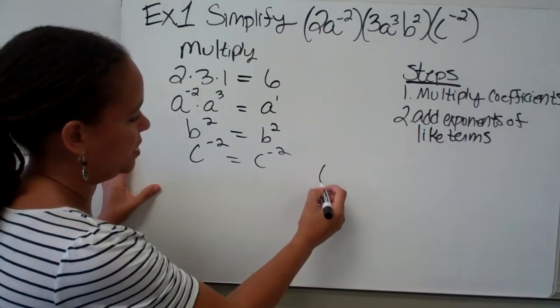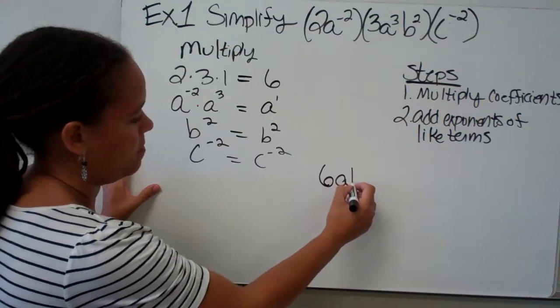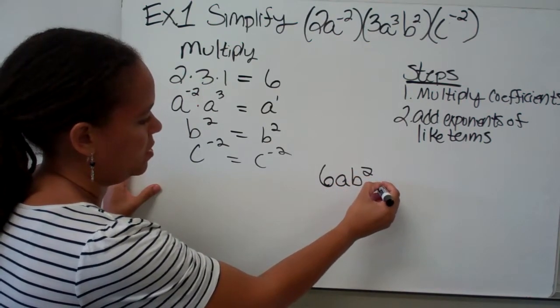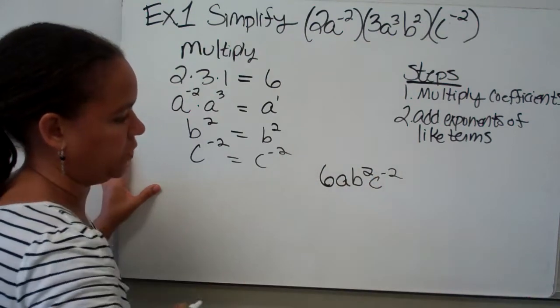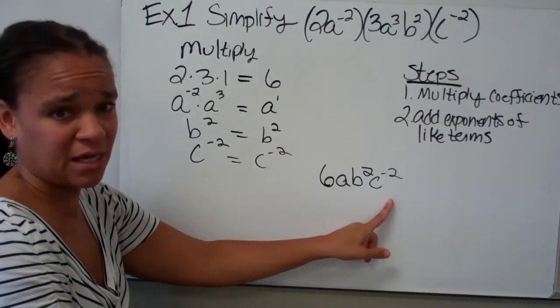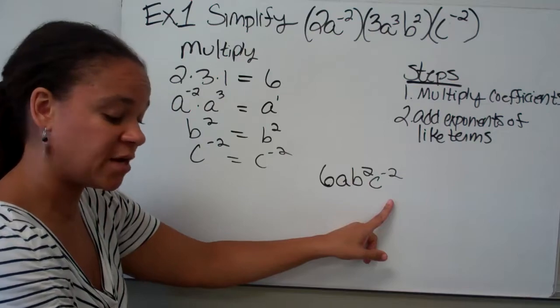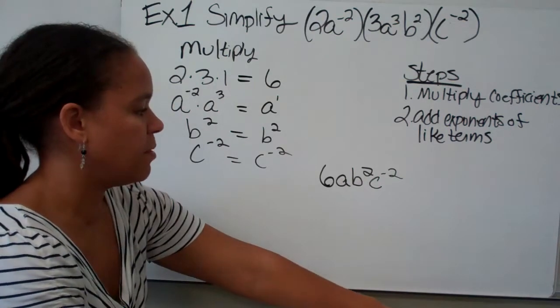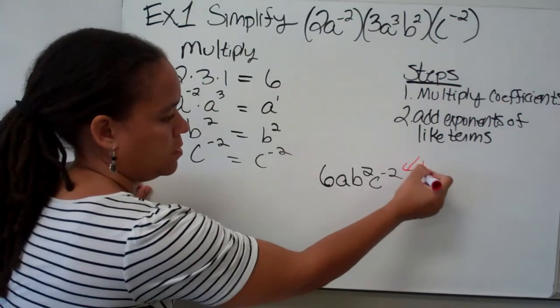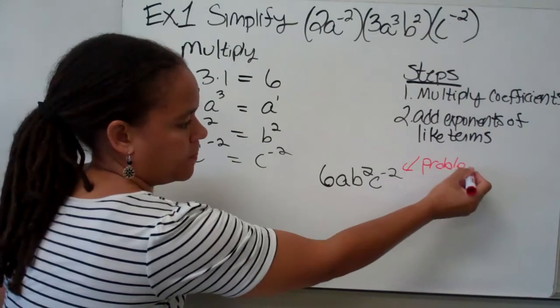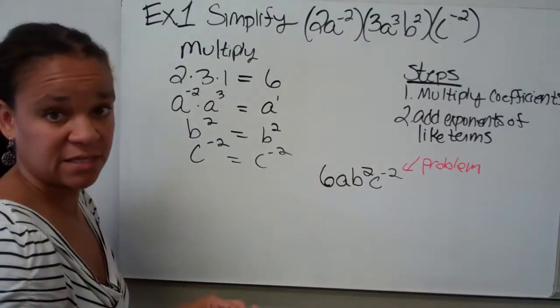So we have 6ab squared c to the negative 2. You should be thinking, wait, there's something wrong. This is not simplified, and you're correct. The problem is right here. And the problem is we have a negative exponent.